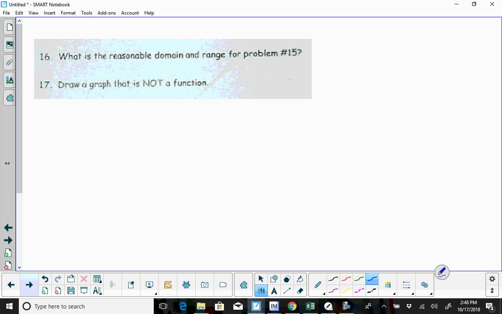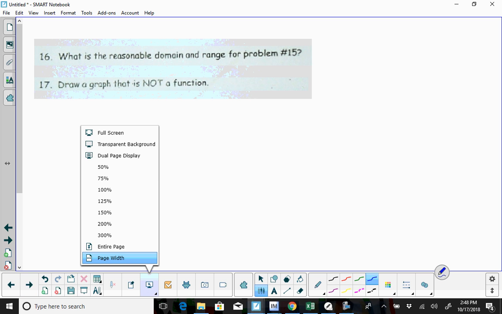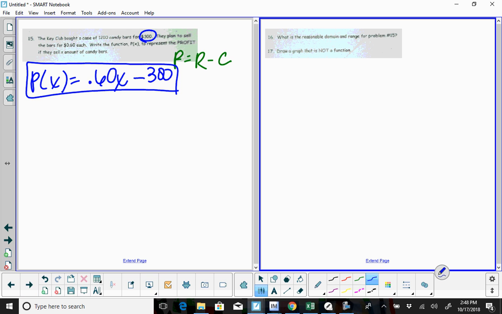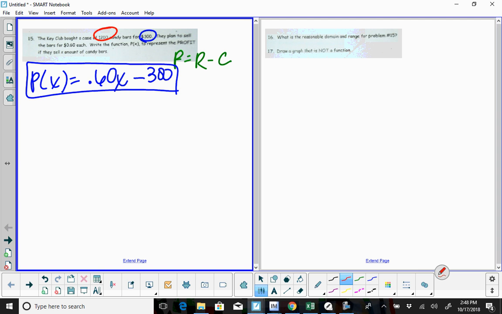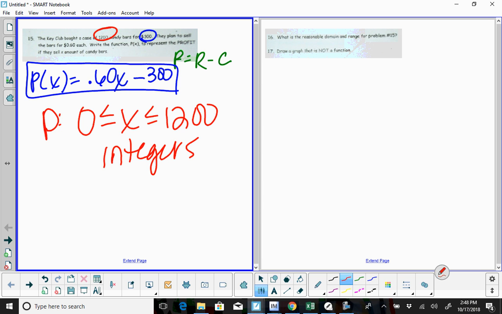All right, now using that same problem, they do ask you what is the reasonable domain and range for problem number 15. I'm going to do it back on the back slide because it'll be easier. The domain is going to be your X values. Remember, X's here are your candy bars, so your domain is going to be from 0 to 1200, and that has to be integers. You can't sell part of a candy bar.